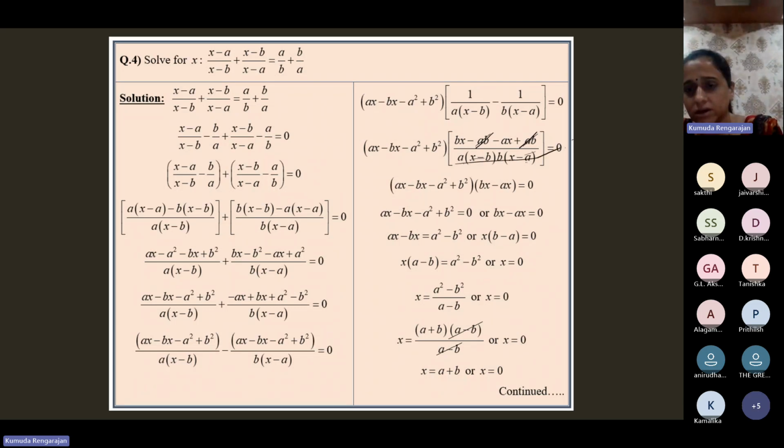This one into 0 is 0. So the denominator is gone. So in the next step, you don't see the denominator. And in the numerator, minus ab plus ab gets cancelled. This one as it is. And here bx minus ax is equal to 0.